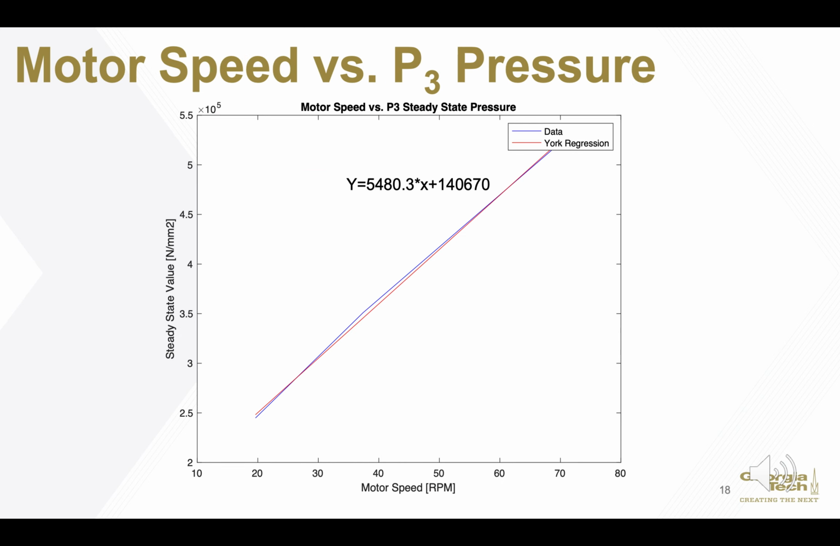The major conclusion from this analysis stems from the relationship between motor speed and P3 pressure. The steady-state value for the three scenarios previously mentioned were plotted against their respective motor RPMs. There is a positive correlation between motor speed and pressure, so as RPM increases, pressure also increases. More data points at different nominal pressure scenarios should be collected to determine a more detailed relationship between the two variables.